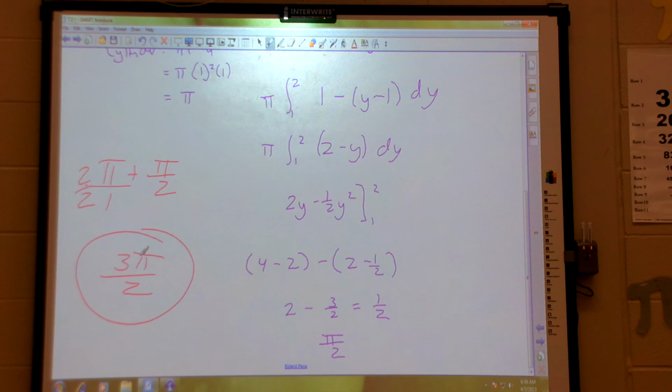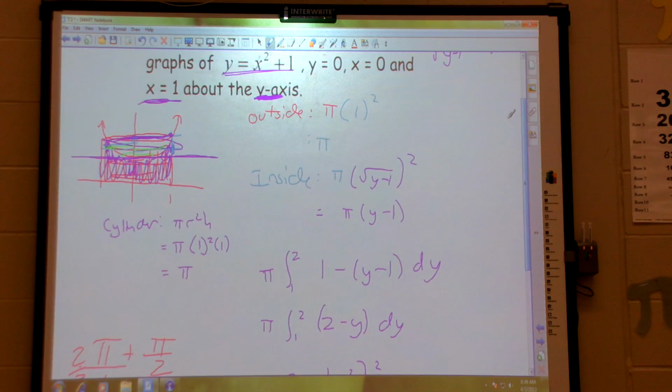But this problem, if you have a good picture, is not hard. The hard part was realizing that this does not have a hole. So I did not need to do that in an integral. I could just use a cylinder. Okay? Questions?